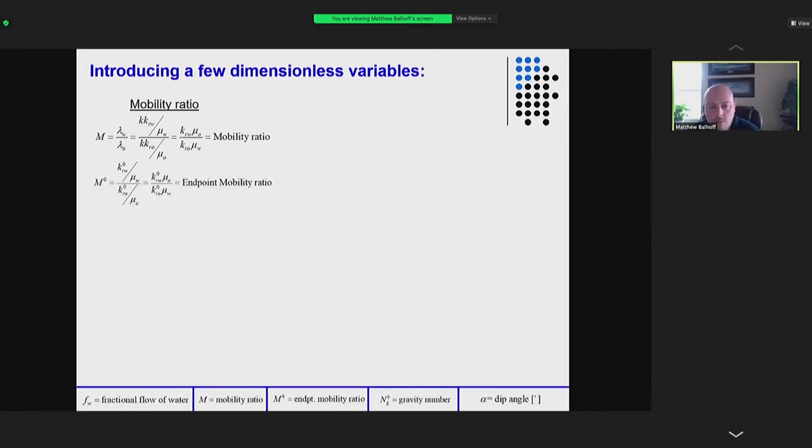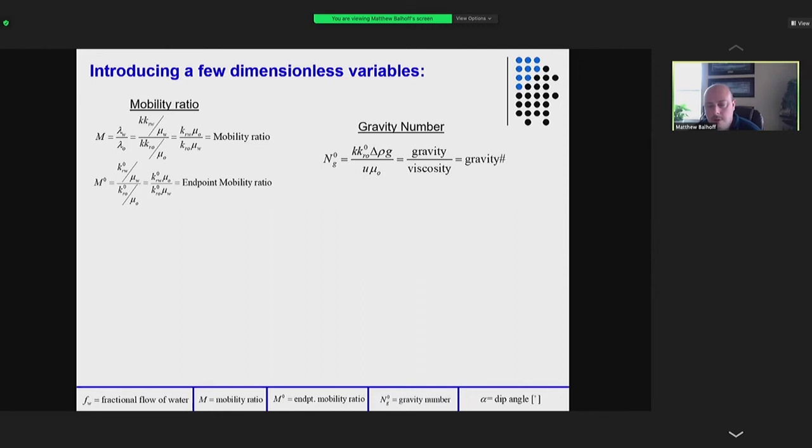There's another related ratio we have, which is the endpoint mobility ratio. And that's the same thing, except that it uses the relative permeability at the endpoints. Remember that the endpoints are when SW is equal to SWR, that gives us KRO naught. And when SW is equal to 1 minus SOR, that gives us KRW naught. We call that the endpoint mobility ratio, and we just use the variable M with the superscript naught or zero there.